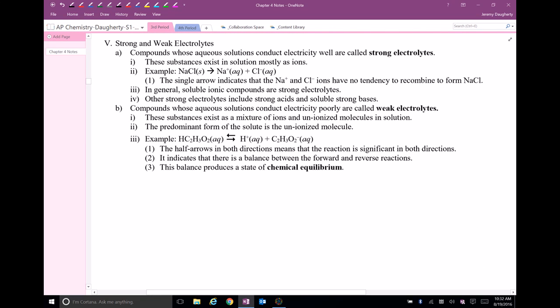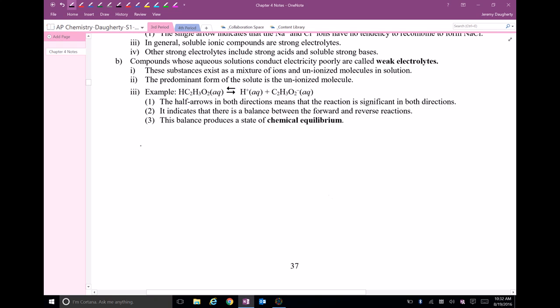So we talked about electrolytes, non-electrolytes. Let's talk about electrolytes again, because we can break electrolytes into strong and weak electrolytes. And this is how we're gonna break up strong and weak electrolytes. Okay? A strong electrolyte, we're going to make a couple different statements here. This is going to be an ionic compound that is soluble. So that's going to be a soluble ionic compound.